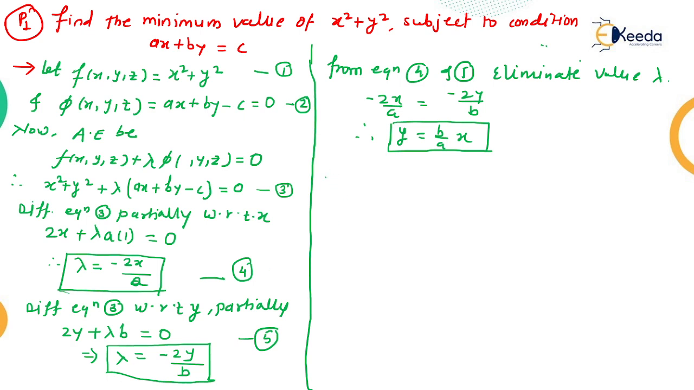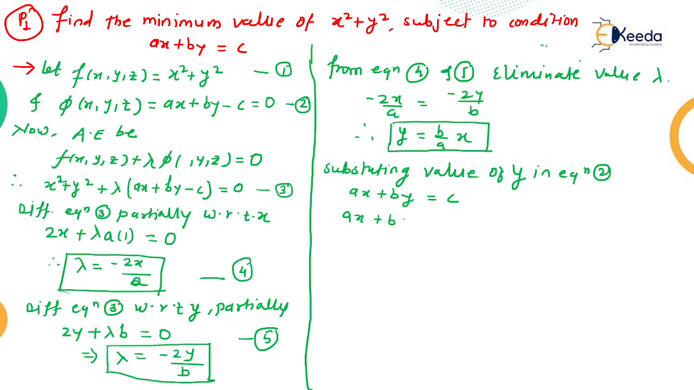Now let me write here: substituting the value of y in equation 2. It's very easy, so let's see. It is ax plus by equal to c. I'm writing equation 2 as it is: ax as it is, plus b into the value of y, which is b divided by a into x, and that is equal to c.